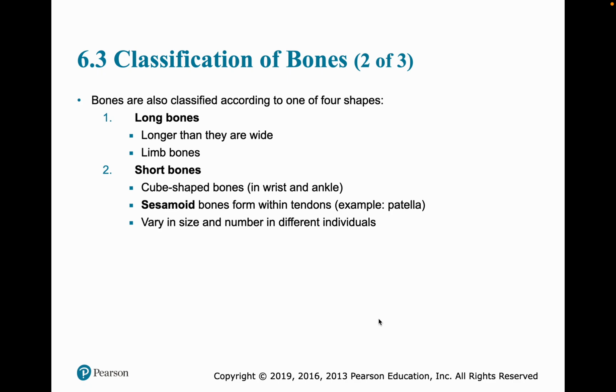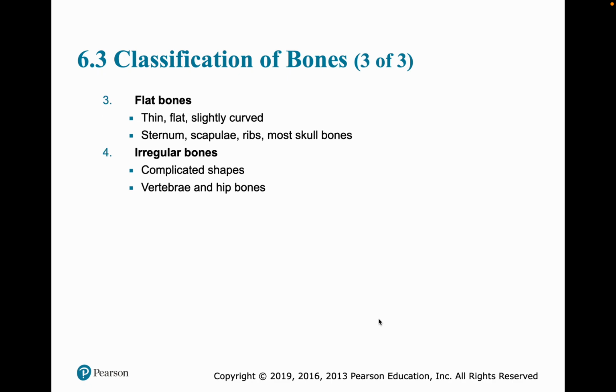Short bones, on the other hand, are cube-shaped, roughly the same width and height. We find those in our wrists and ankles. We also find them in what are known as sesamoid bones, which are bones that form within tendons. Your kneecap, your patella, is a good example of a sesamoid bone. The sesamoid bones and the short bones do vary in number and size in different individuals. There are more sesamoid bones in some people than there are in others.